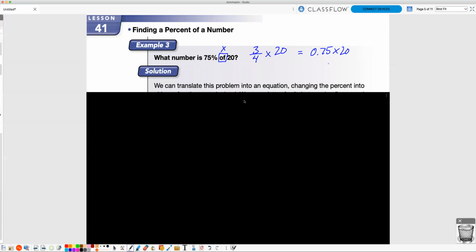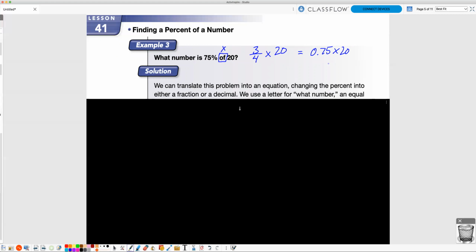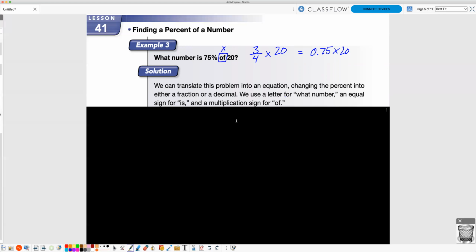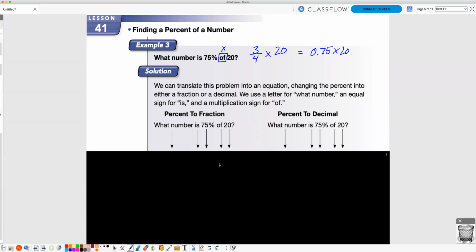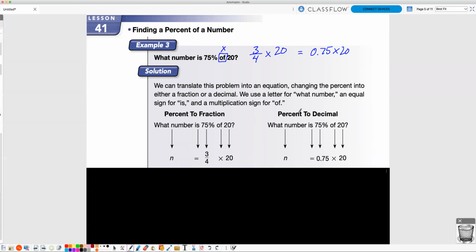We can translate this problem into an equation, changing the percent to either a fraction or a decimal. Here's the fraction form, here's the decimal form. We use a letter for "what number," an equal sign for "is," and a multiplication sign for "of." So "what number is 75% of 20?" would look like this. With the percent as a decimal, it would look like that. The unknown is "what number," so letter N. Same thing here: here's the multiplication problem, and here's the decimal problem.